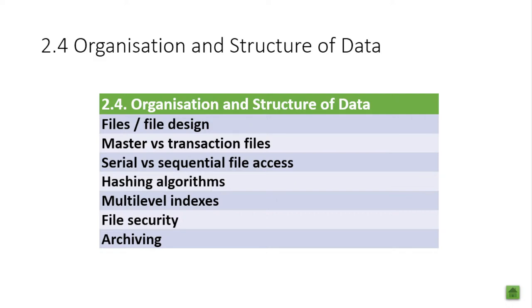Files and file design, master and transaction files. Now, master and transaction files have been specifically spoken about, all right? What we need to do is be able to talk about what they are and also draw that diagram. That diagram is quite important. We've got serial and sequential files, as well as index sequential, hashing algorithms, multi-level indexes, file security, and archiving. Now, if I talk very quickly, I do apologize, but there is a lot of stuff in this. If at any point you've got questions, fire them in and I'll try and answer them as we go.